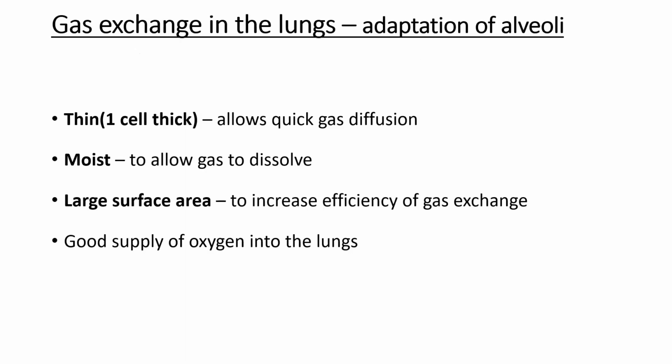Okay, the next one is adaptation of the alveoli. First, it's thin. It's one cell thick, which allows quick gas diffusion of oxygen and carbon dioxide, and it's moist to allow the gas to dissolve well in our lungs. Its large surface area increases its efficiency and the smoothness of gas exchange, and it gives a very good supply of oxygen into the lungs, therefore you can breathe.